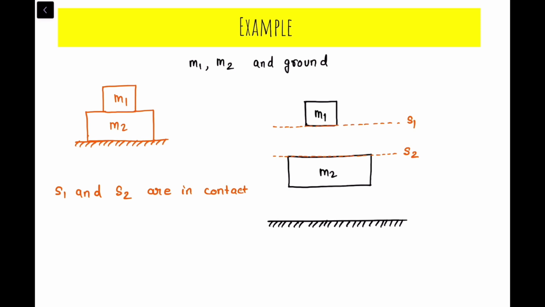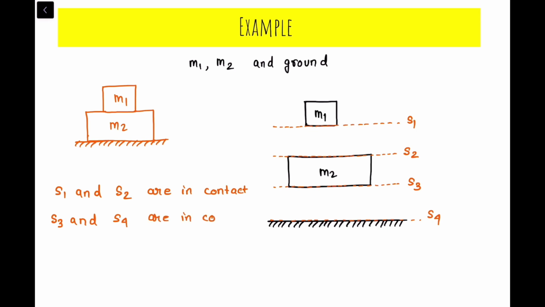Also we can say that the lowermost surface of m2, that is surface s3, is in contact with the uppermost surface of the ground. Can I also say that? Yes, I can say that. Why? Because m2 is sitting on the ground, right? So that means s3 and s4 will be in contact, right? So s3 and s4 are also in contact.